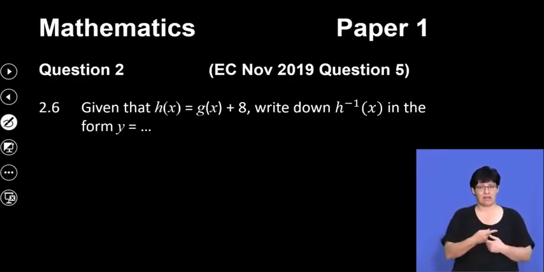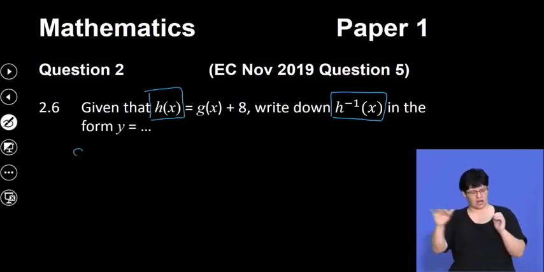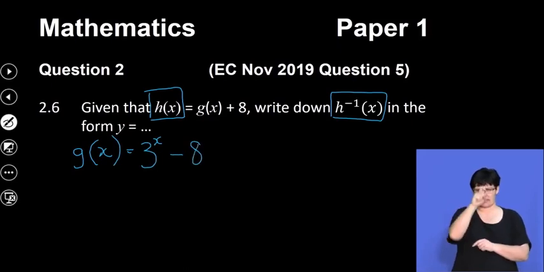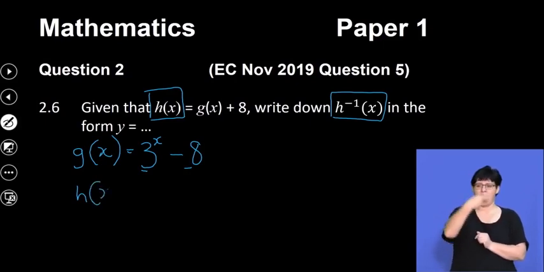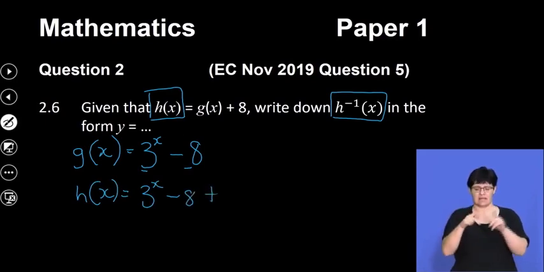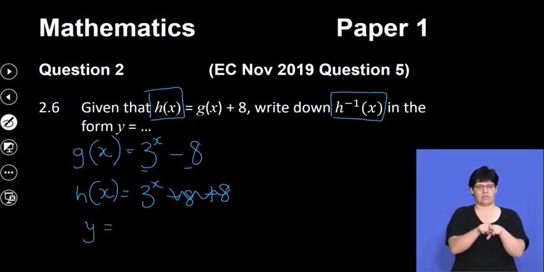Okay, we're given that h of x is equal to g of x plus 8, and then we're asked to write down the inverse in the form y equals blah, blah, blah. Okay, so let's first find what h of x is equal to. So we know that g of x, if you remember, was equal to 3 to the power of x minus 8. That was the value of b, that was the value of q. So therefore, h of x must be equal to 3 to the power of x minus 8 plus 8. So obviously those disappear, so we just have that y is equal to 3 to the power of x.